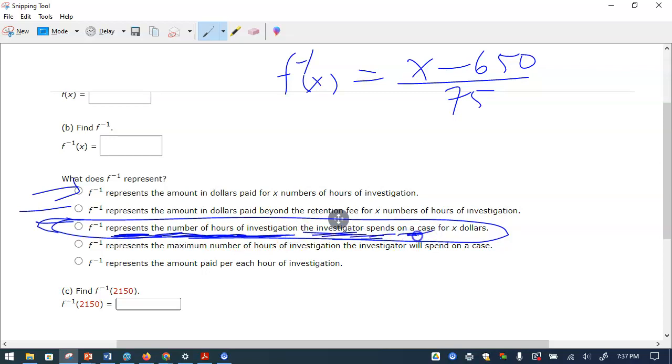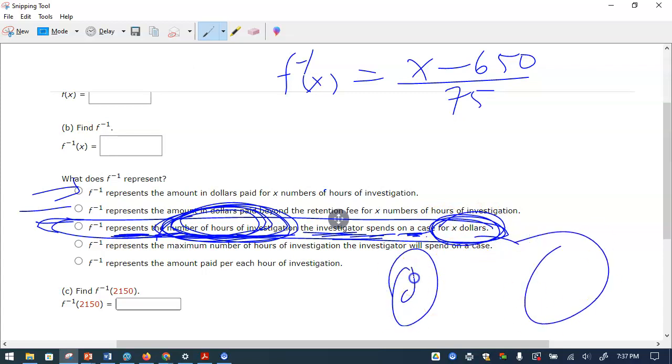So this is he is on a case, but the number of hours is the range, sorry, this becomes the range. X is the number of dollars spent. So this is the dollars that you spend, and how many hours the investigator gets to investigate. That's the range part. I hope I'm very clear about this. So this clearly says what the function means.